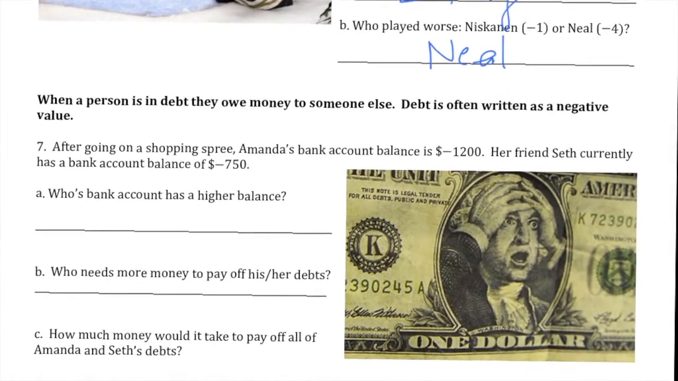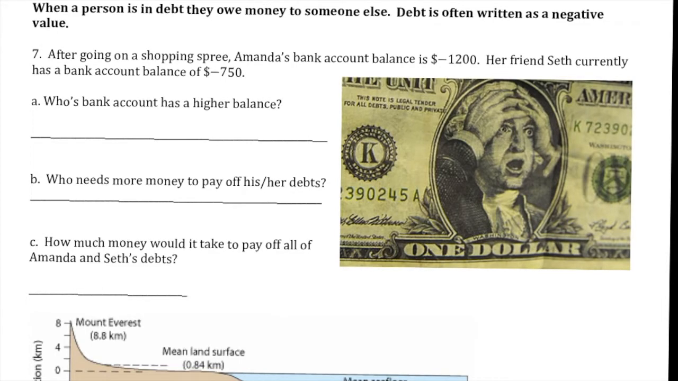Okay, we can talk about debt as well. If you owe somebody money, that's sometimes construed as a negative. So after going on a shopping spree, Amanda's bank account is now -$1,200. Her friend Seth currently has a bank account of -$750. Whose bank account has a higher balance? They both are negative, they're both in trouble, but Seth has the better balance at -$750.